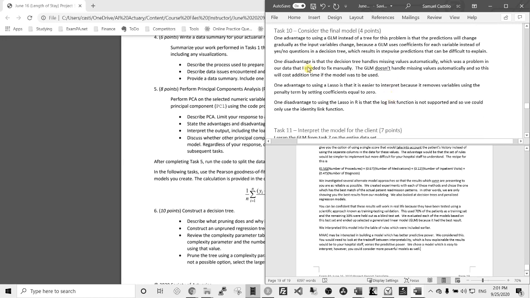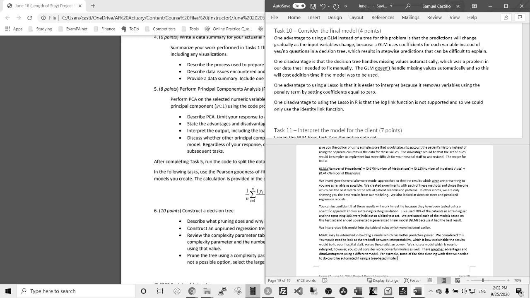And then consider the final model. We talk about the advantages and disadvantages and so forth. So you could say there may be other advantages to using a different model. No, not there may be. There are other advantages and disadvantages to using a different model. For example, some of the data cleaning work that we needed to do could be automated if using a tree-based model.